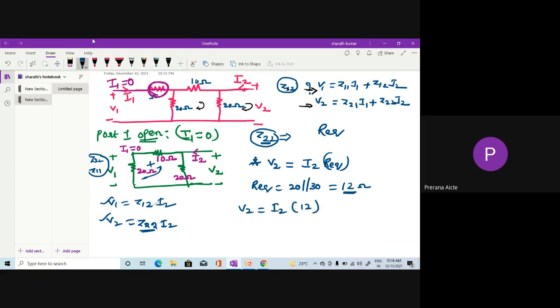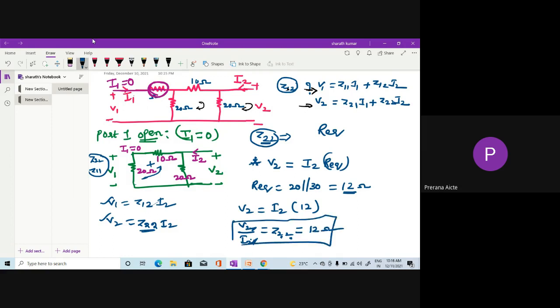Z is nothing but V by I, so V by I is nothing but V2 by I2. So we can name it as Z22. That is 12. See how simple it is.